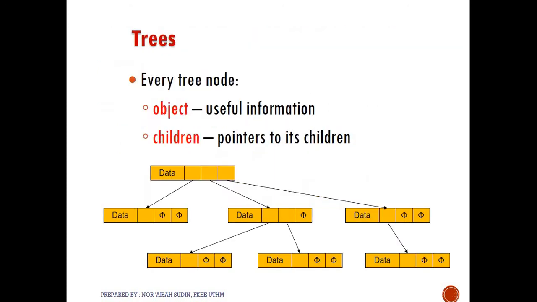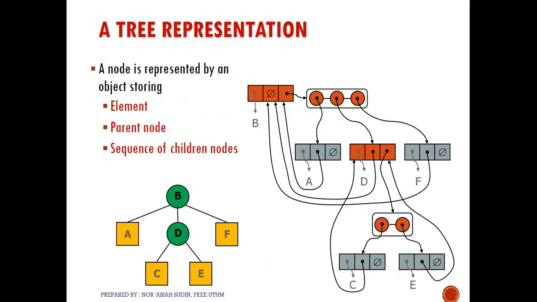So this is an example of a tree. Every tree node should have an object as useful information, and also its children, which are pointers to the other children. Meaning that there must be a pointer which points to the children of the node. A node is represented by an object storing the element, the parent node, and a sequence of children nodes. On the right side, you can see the relationship between the parents and the nodes.